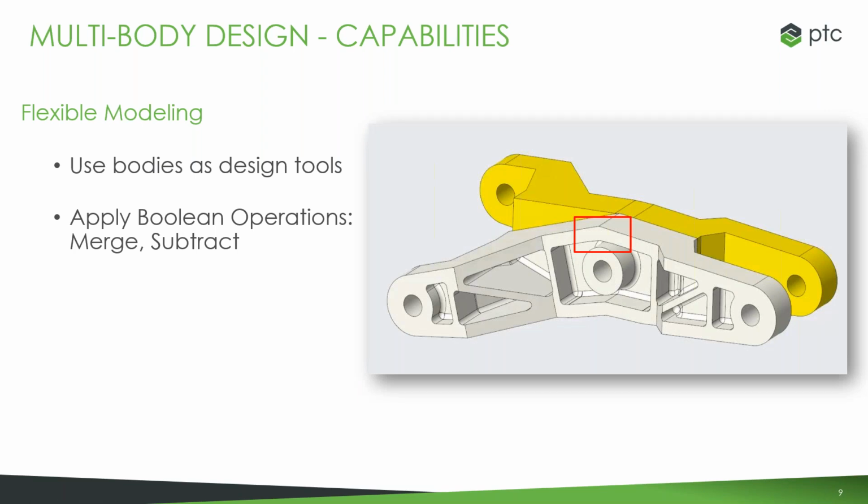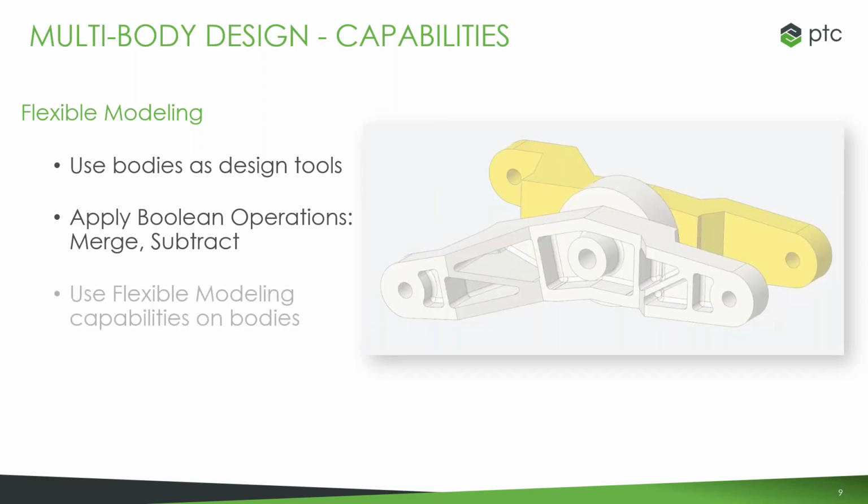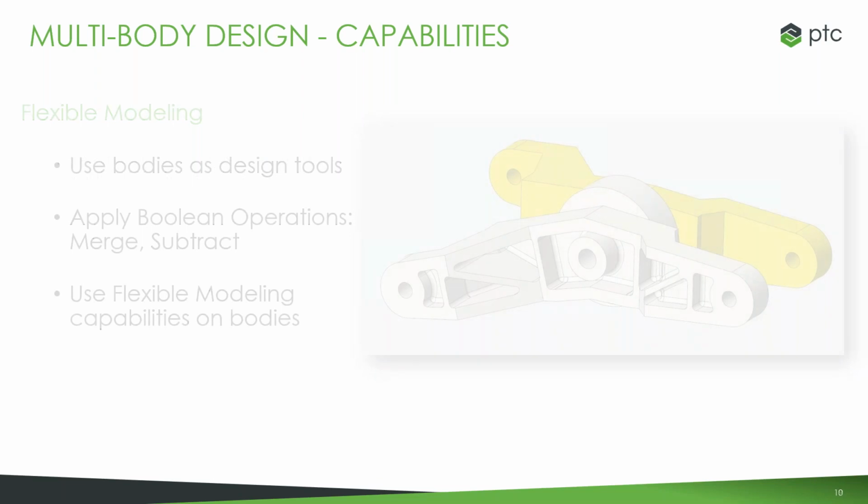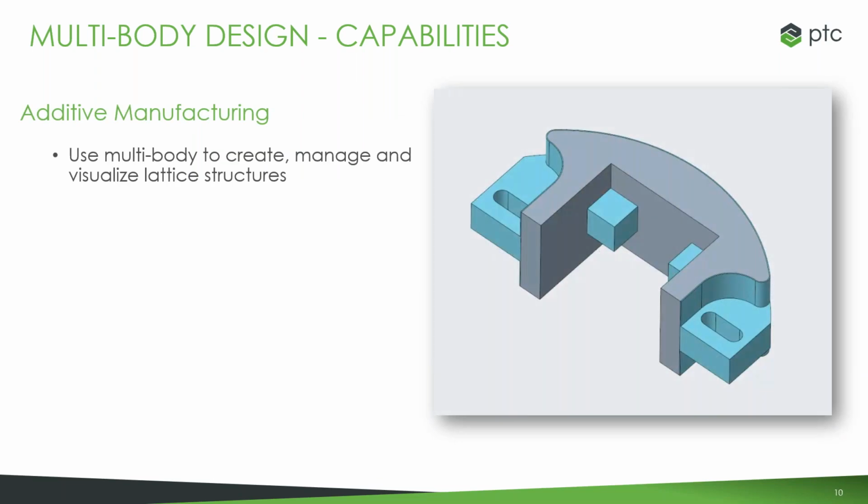Once you've made the flexible modeling change, it goes back to standard multi-body functionality. So you can merge things, subtract things, especially for any late stage design changes. You can make bodies and still make great use out of those multi-body tools. So when you're done, you have a nice part.